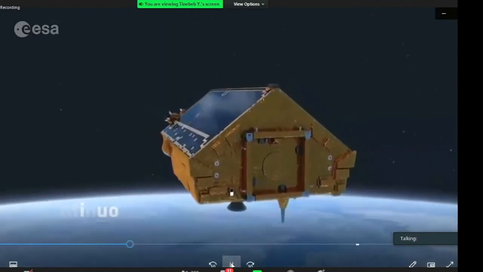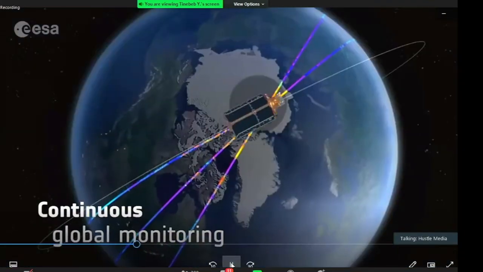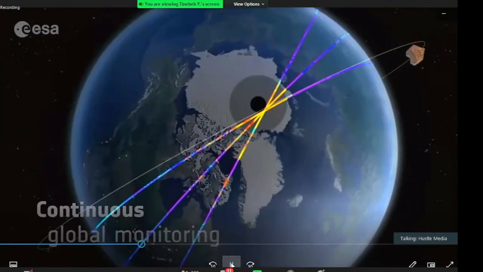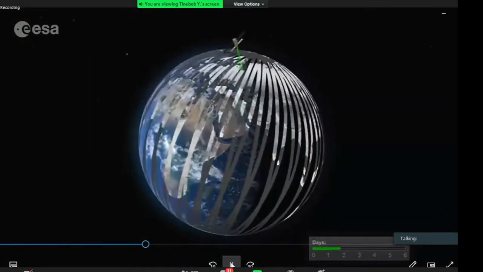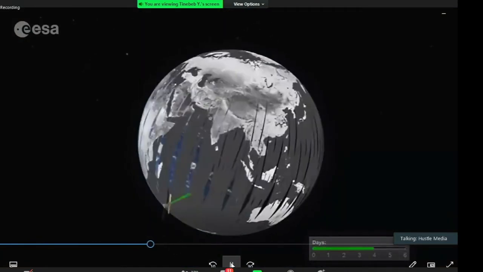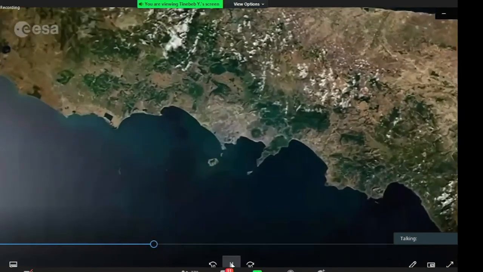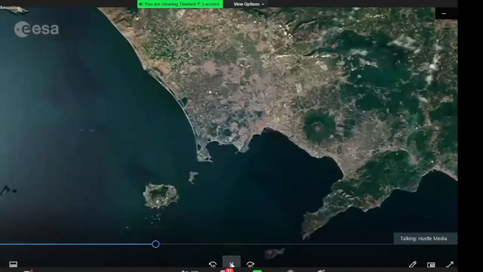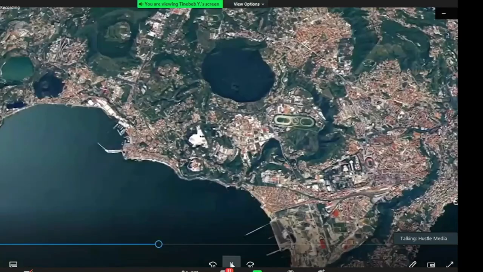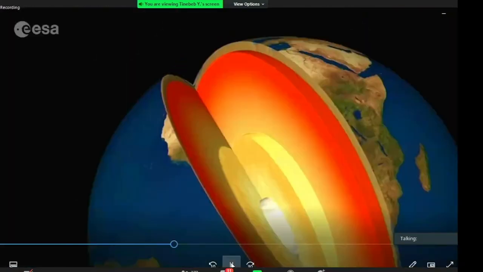When it comes to monitoring these, the great advantage of a satellite is that it can cover the entire planet and do this again and again on a regular basis. Satellites can collect visual information. They can also collect information that would be hidden to the naked eye.